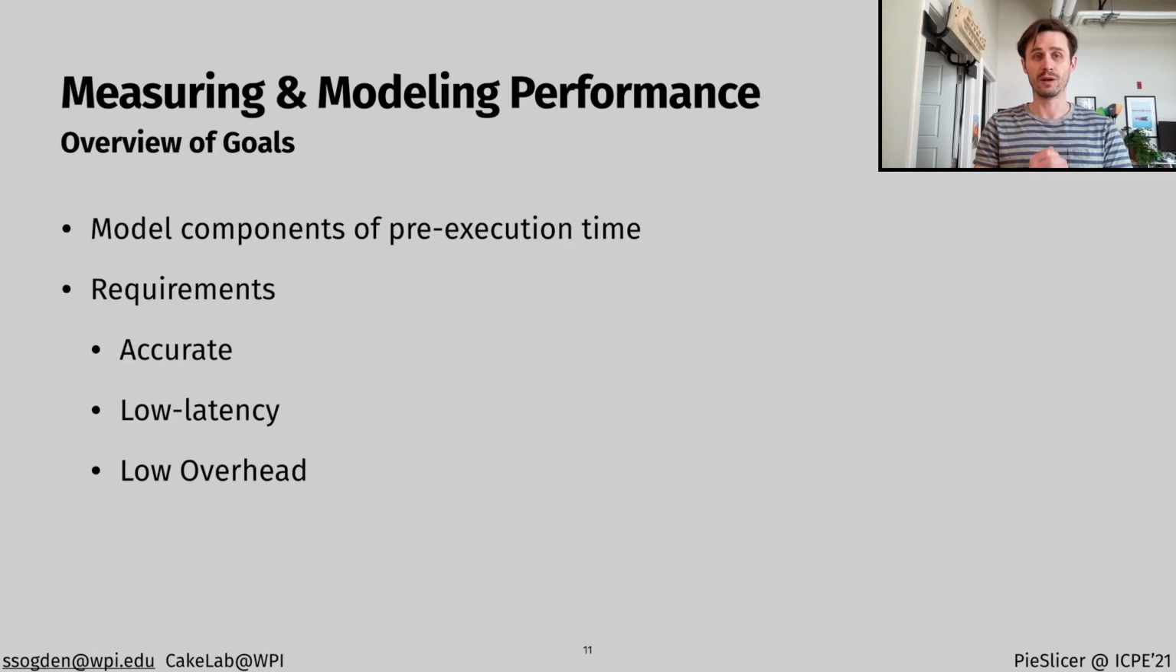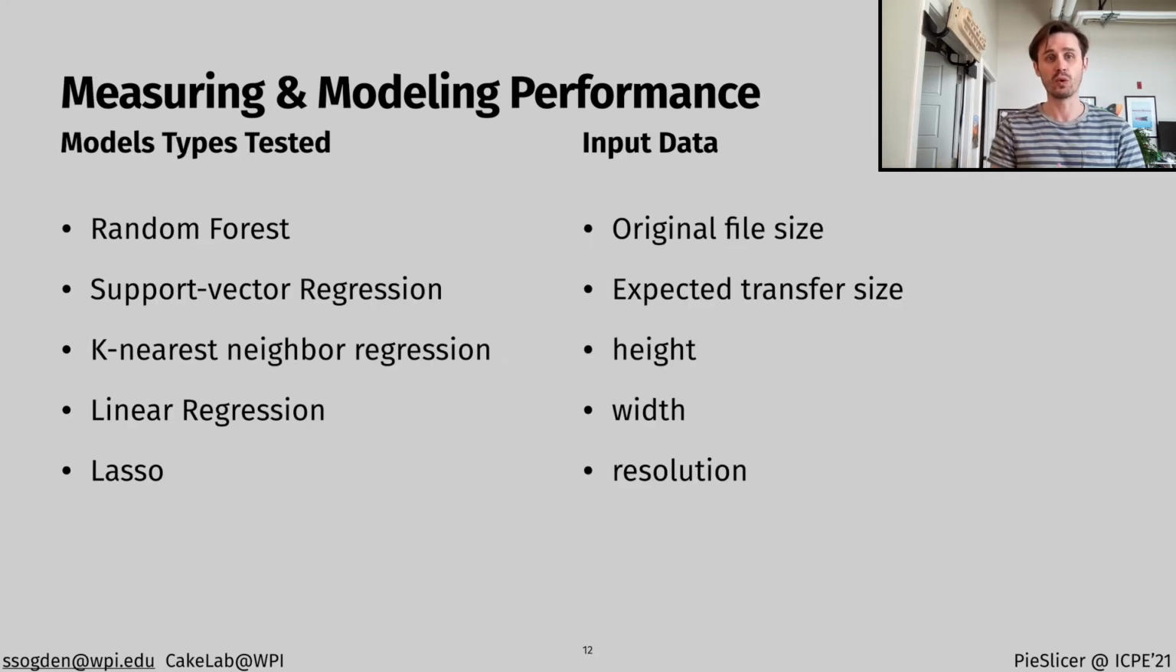We have a few requirements for these models. First, it goes without saying that we need them to be accurate. Next, we need them to be low latency to use. Finally, we want low overhead for training and usage. Based on this, we'll test 5 kinds of models for accuracy and then consider which is the best for our purposes. Our 5 model types are random forest, support vector regression, k-nearest neighbor regression, linear regression, and lasso.